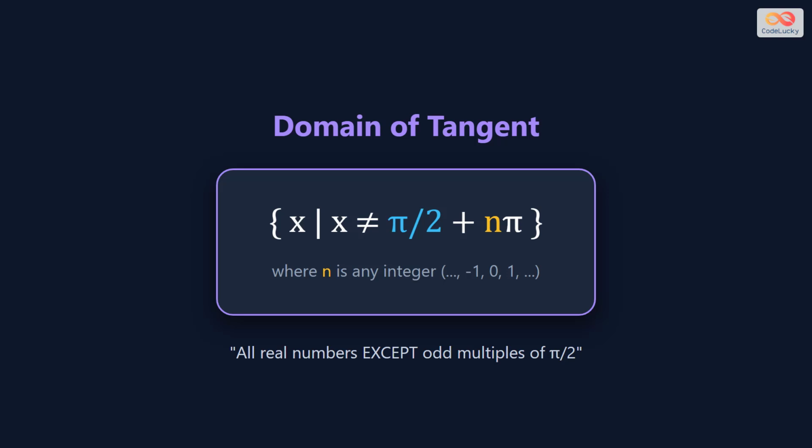So, how do we write the domain? We say that x can be any real number, such that x is not equal to pi over 2 plus n pi. Here, n represents any integer. This formula basically says, start at pi over 2 and keep adding half circles to find all the forbidden points.